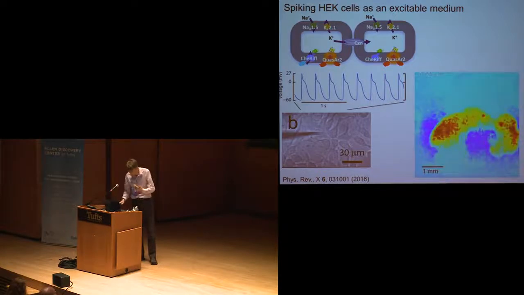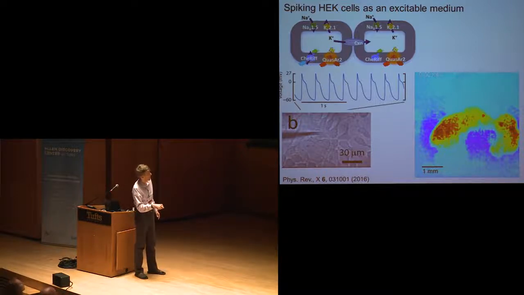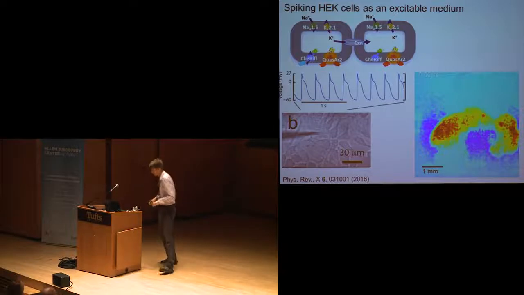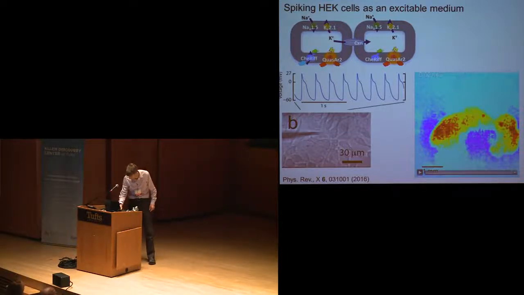We then put a voltage indicator into the cells, and we looked in the dish. I'll show you a movie of what we saw now. This is about 6 millimeters on a side, so there's about 100,000 cells here. You can't see the individual cells. And this is a map of the voltage in this dish as it's sitting there.